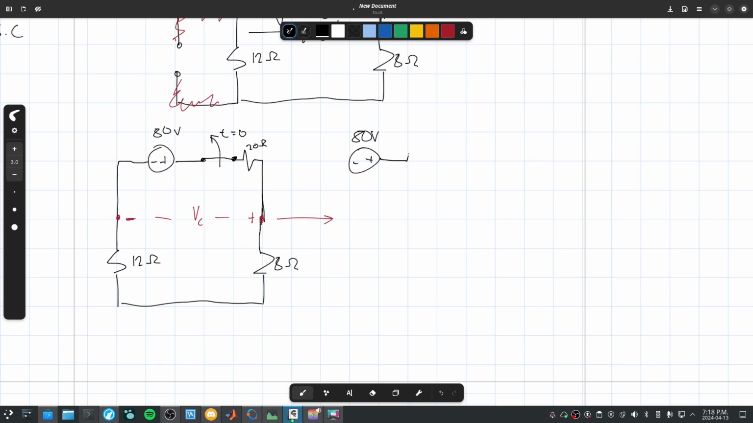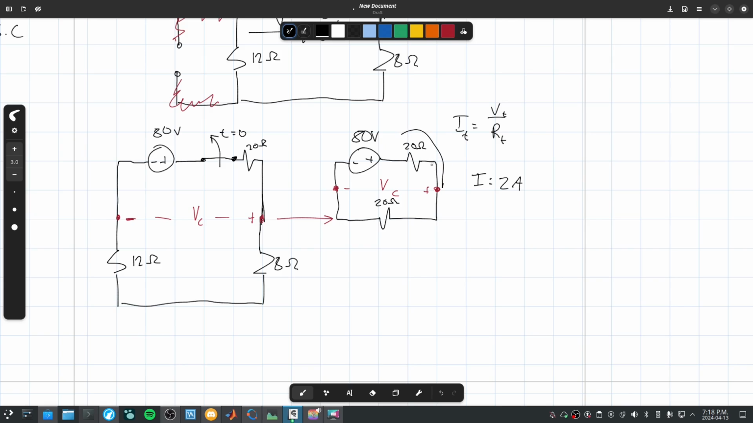80 volts, 20 ohms, another 20 ohms, and then the voltage difference between these two places. We know how to solve this. This one's easy. You can just use really simple nodal analysis. So the current across the entire thing is the voltage divided by the total resistance. The current's going to be 80 volts divided by 40 ohms, 2 amps.